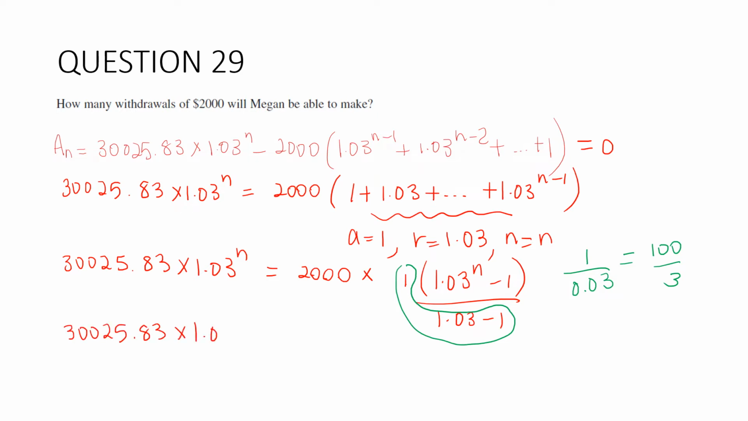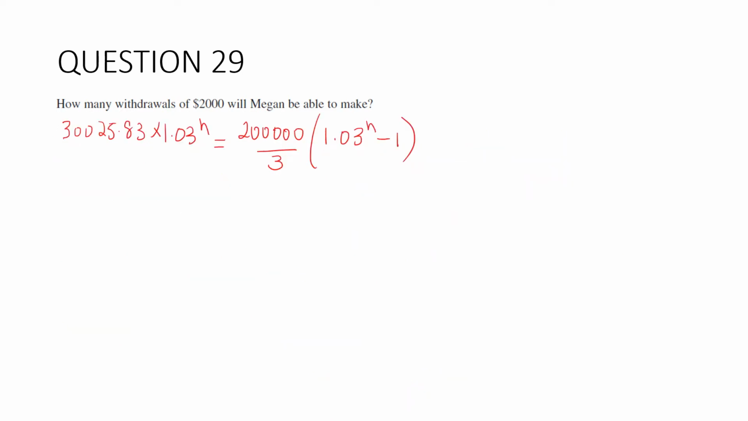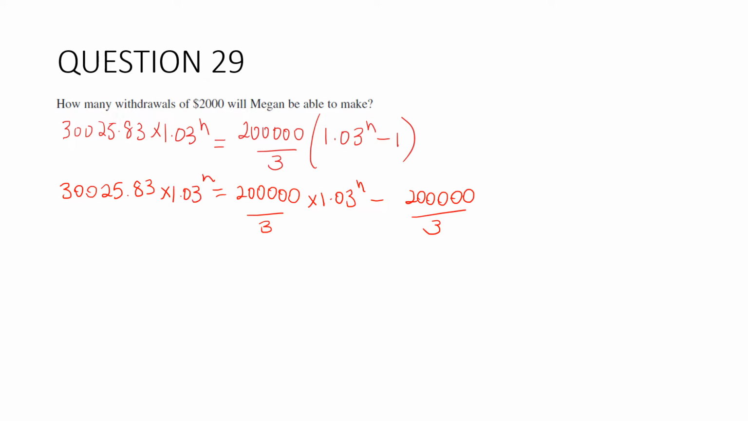$30,025.83 times 1.03 to the n is equal to 2,000 times 100 on 3 times 1.03 to the n minus 1. And that is going to be equal to 200,000 on 3, 1.03 to the n minus 1. Equals 200,000 on 3 times 1.03 to the n, take away 200,000 on 3. Now when you have an equation that has two terms in 1.03 to the power of n, you need to get them together. So what I'm going to do is take this over here and join that together, and then this one over here, like this.